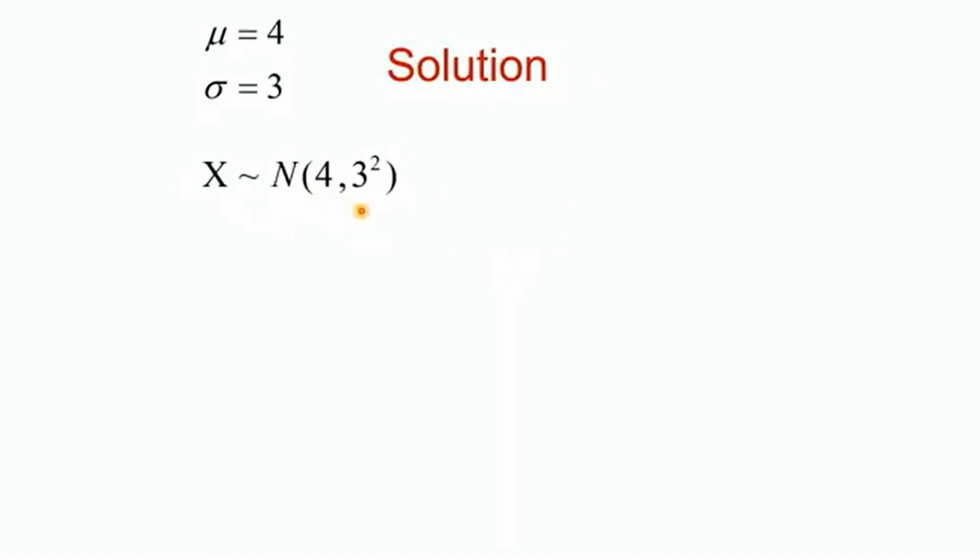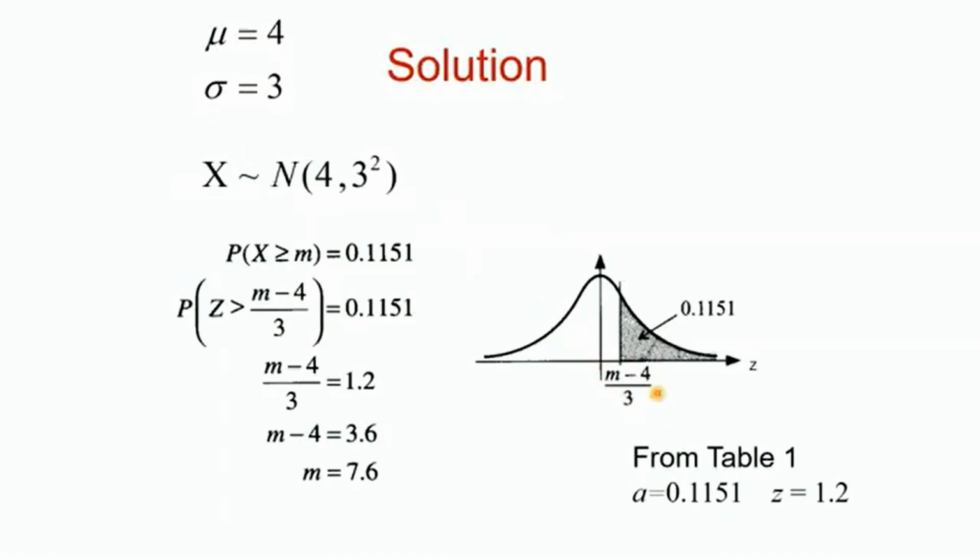Normal distribution with the mean of 4 and standard deviation of 3. In this table, you can find the value of Z when the probability of X more than or equal to m is 0.1151. Then z is this value minus mean divided by standard deviation. Also the probability for this value is equal to 0.1151. The area is 0.1151.